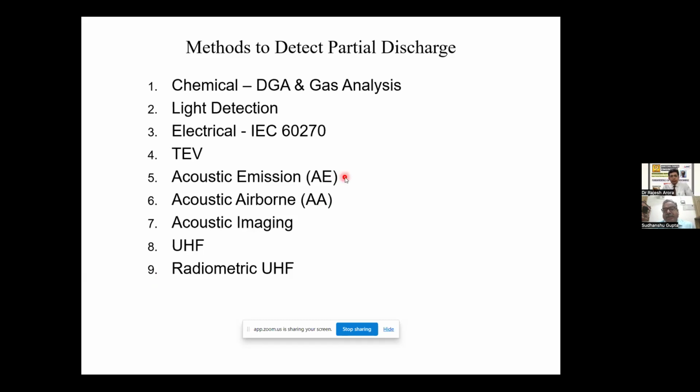Acoustic emission is good for arcing, sparking kind of defects, but it is almost blind for insulation defects. That is the reason it's used as a helping tool. I'm also using this equipment a lot in combination with other methods. Then comes the acoustic airborne method.